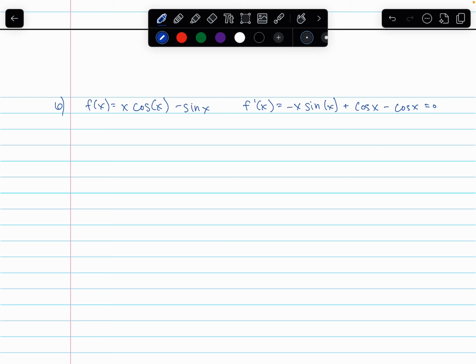I'm going to factor that, so I'm going to take out a, hold up. Did I do this right? So I did the first times the derivative of the second, plus the derivative of the first times the second, and then minus cosine. Oh, wait a minute. Those cancel. Okay. So we get f prime of x is equal to -x times sine of x. Set that equal to 0.